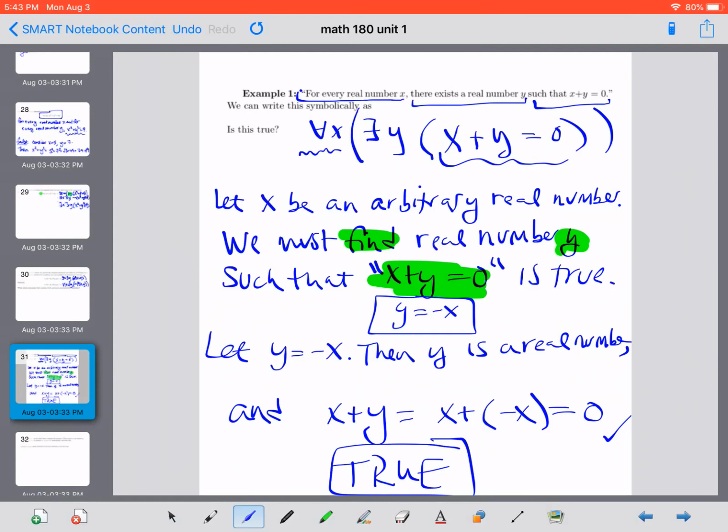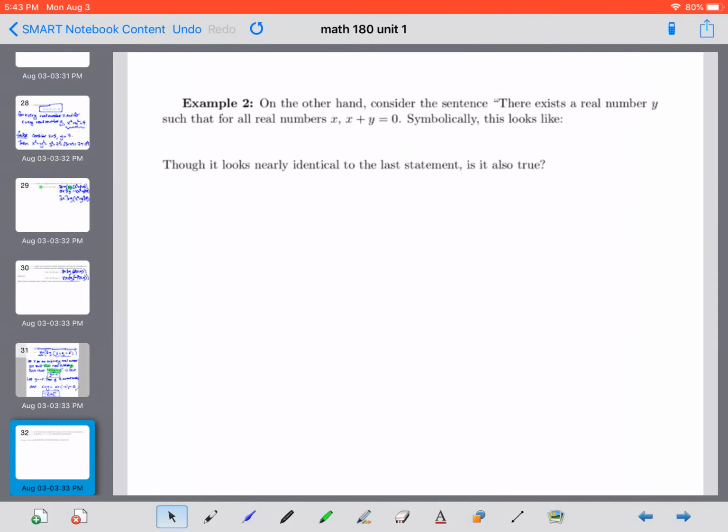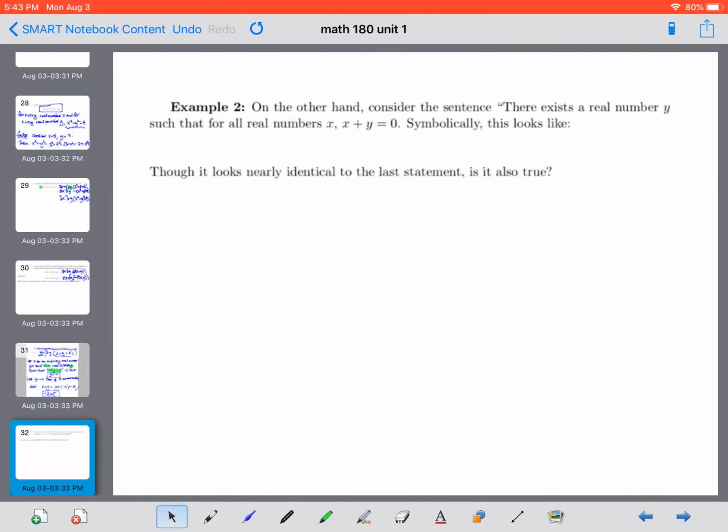Okay, let's look at another example. On the other hand, consider the sentence: there exists a real number y such that for all real numbers x, x plus y is equal to 0. It's a little bit different here.